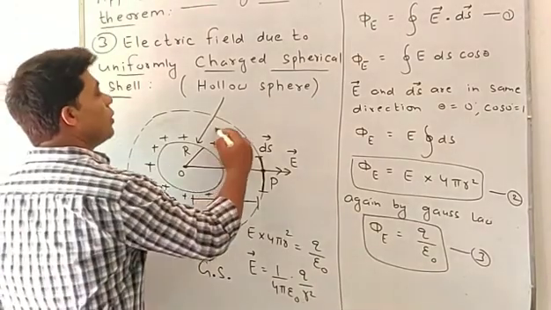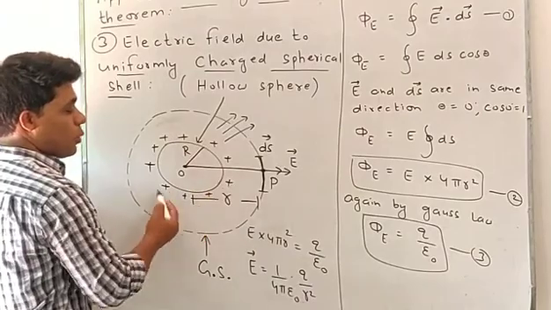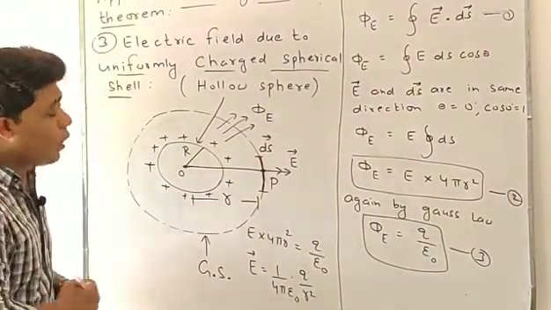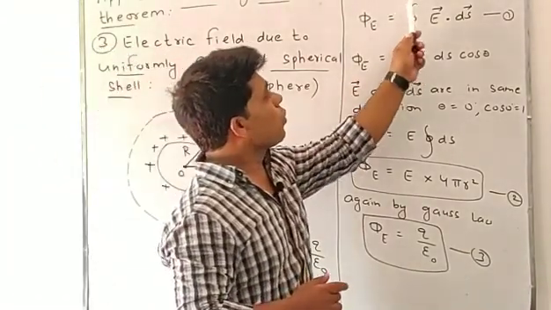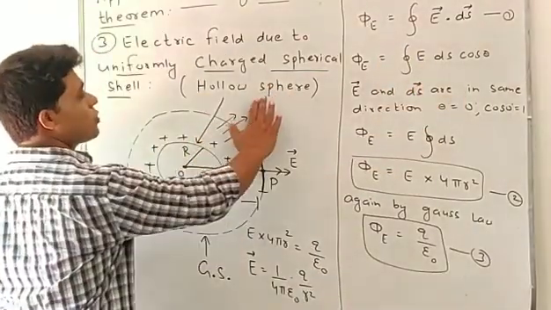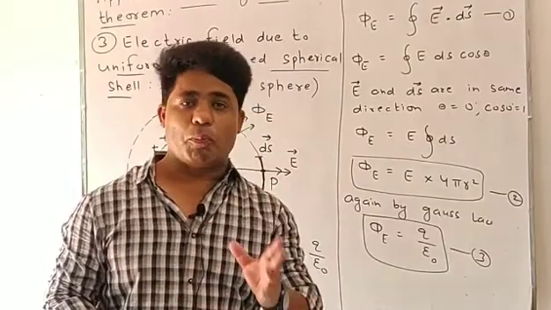Now students, when charge comes in a closed surface, it releases electric flux. And how much flux will be released? That is phi equals closed integration of E dot ds. That flux will be released from this closed surface. Actually, we'll find the electric field at 3 points.